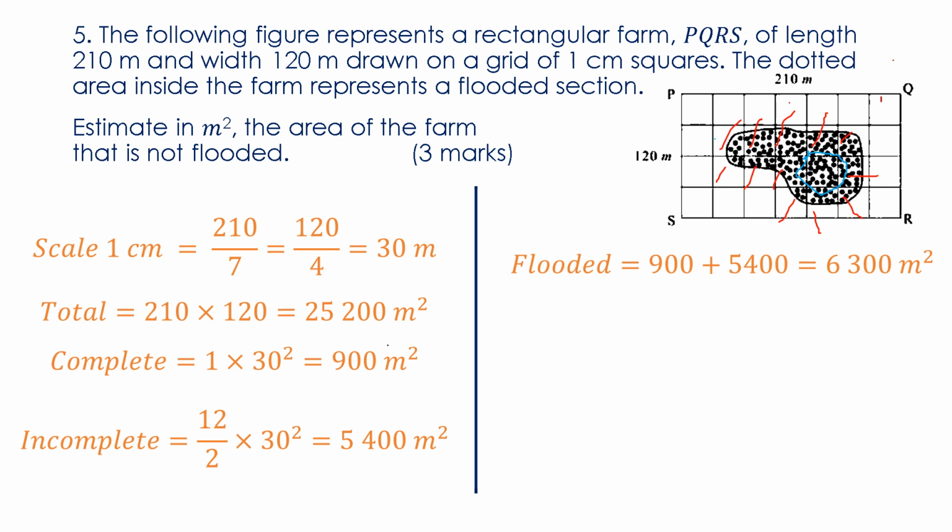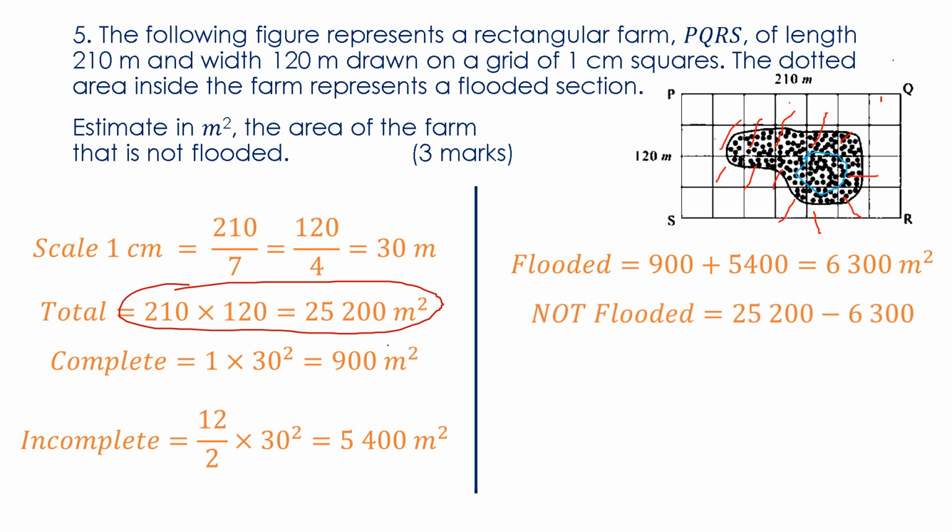Then we have the actual total area of this farm PQRS, which is 210 meters multiplied by 120 meters, and that is 25,200. So to get the area of the not flooded section, it will be the whole area minus the flooded area, which is 25,200 minus 6,300, and that leaves us with 18,900 square meters.